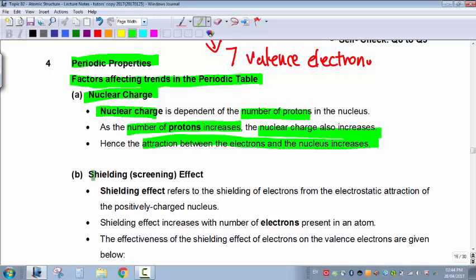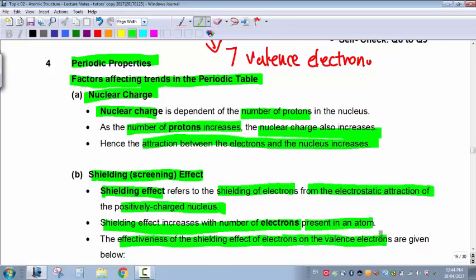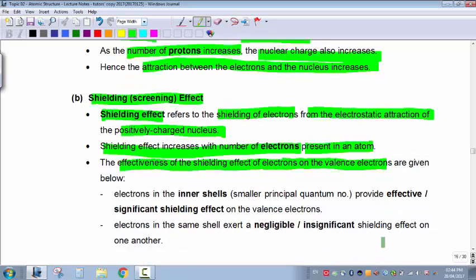B. Screening effect. Screening effect, also known as shielding effect, refers to the shielding of electrons from the electrostatic attraction of the positively charged nucleus. Shielding effect increases with the number of electrons present in an atom. Hence, the effectiveness of the shielding effect of the electrons on the valence electron are given below.